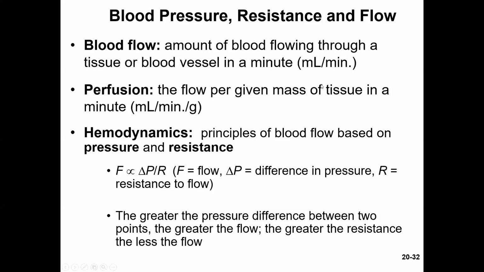Okay, so when we talk about blood flow, it is the amount of blood flowing through a tissue or blood vessel in a minute, and this is measured in milliliters per minute. Perfusion is the flow per given mass of tissue in a minute, so it's milliliters per minute per gram. Hemodynamics, that is the principle of blood flow based on pressure and resistance. The greater the pressure difference between 2 points, the greater the flow. The greater the resistance, the less the flow.